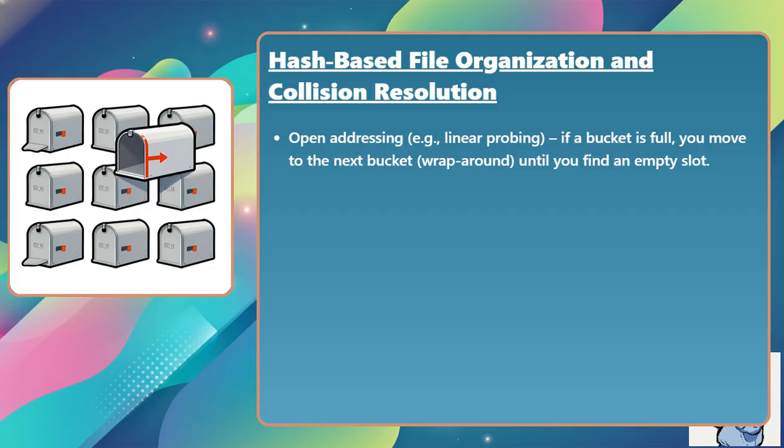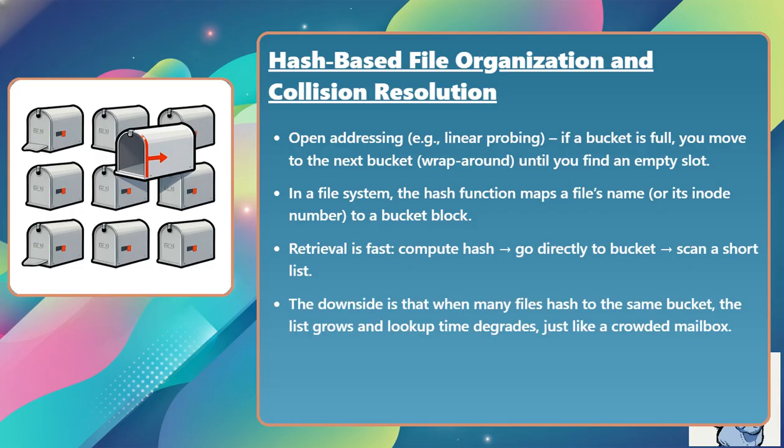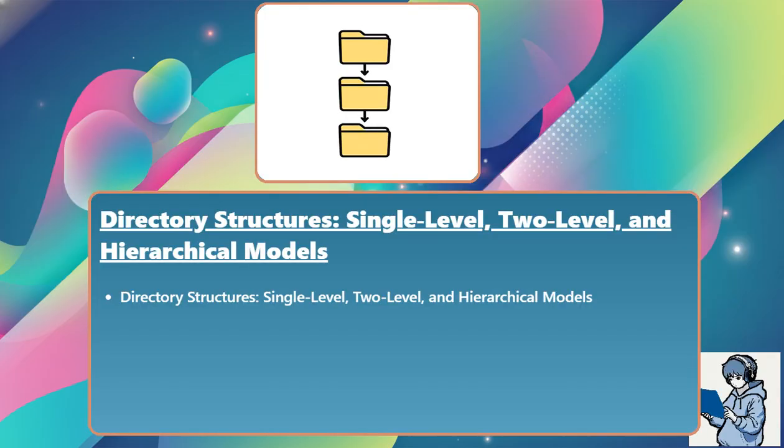In a file system, the hash function maps a file's name, or its inode number, to a bucket block. Retrieval is fast. Compute hash, go directly to the bucket, scan a short list. The downside is that when many files hash to the same bucket, the list grows and lookup time degrades, just like a crowded mailbox. Directory structures: single-level, two-level, and hierarchical models.